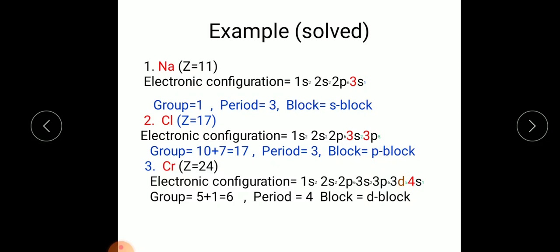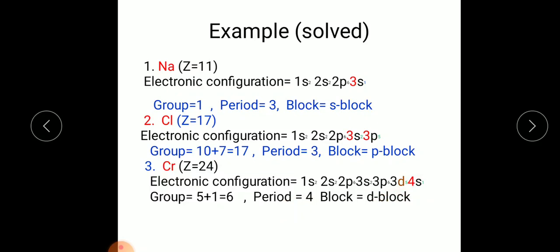Similarly, for a d block element, we'll see one example, chromium with atomic number 24. We'll write down the electronic configuration first: 1s2, 2s2, 2p6, 3s2, 3p6, 3d5, 4s1. Now in this case the group number will be the electrons present in 3d and 4s, because it is (n minus 1)d and ns. So 5 plus 1 is 6, so the group number will be 6. Okay, so chromium belongs to group 6. And period, since the last orbital is 4s, it belongs to period 4. And block, it is d block, because the last orbital is d.